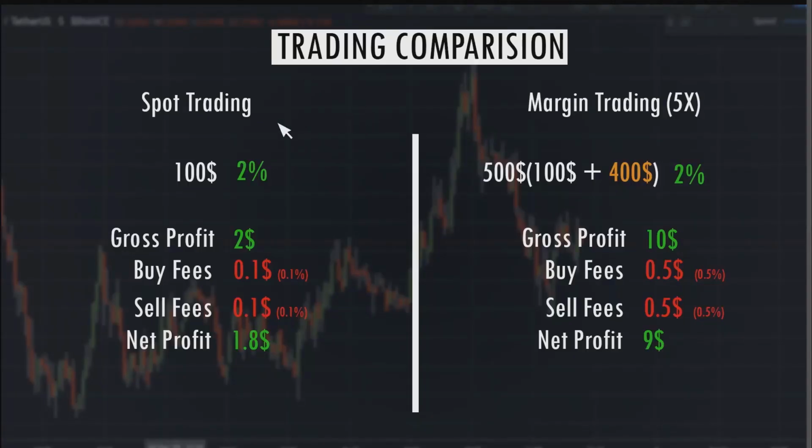Let's do a quick comparison between spot trading and margin trading. Let's see how the numbers add up. Suppose you're trading with $100 and you made 2% profit. So your gross profit would be 2% of $100, so that's $2. And your buy fee and sell fee would be 0.1%, which is 10 cents and 10 cents.